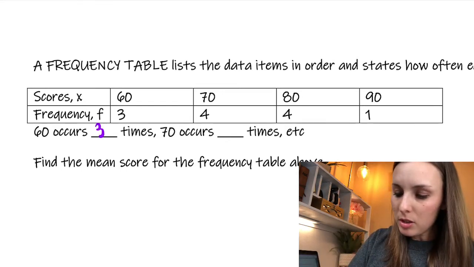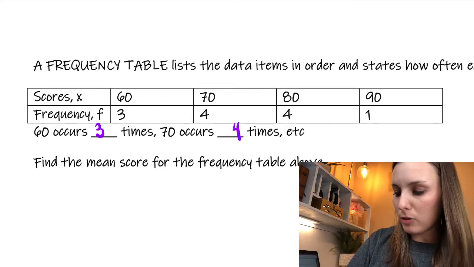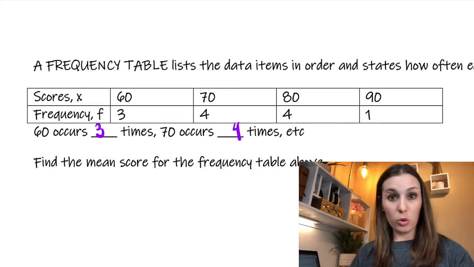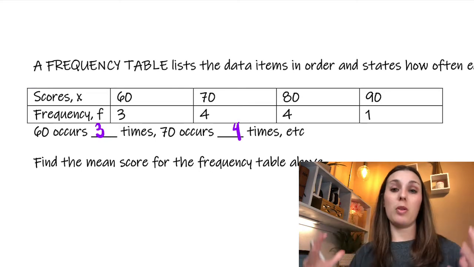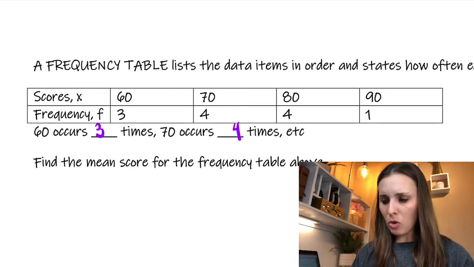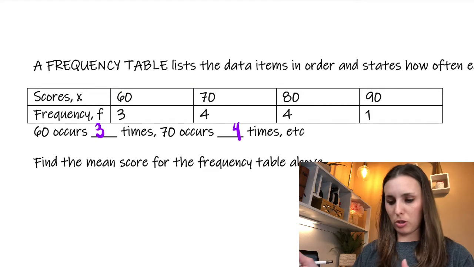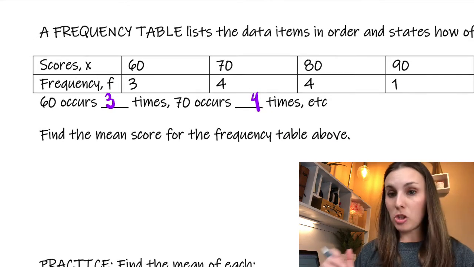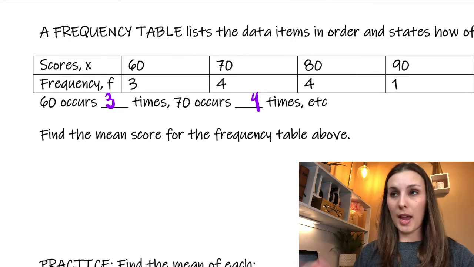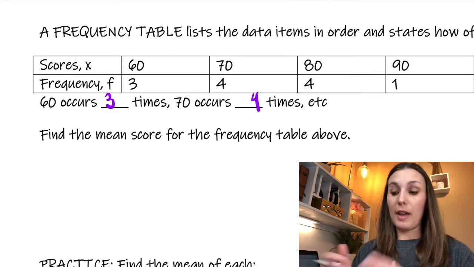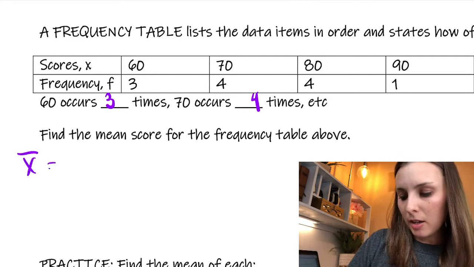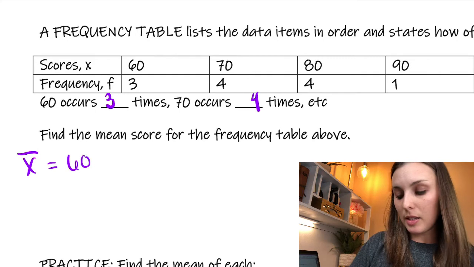Fill this in. 60 occurs 3 times, 70 occurs 4 times, etc. So if we were to find the mean score, the center, like on average what this class scored, or maybe it's one student and those were his or her scores, doesn't matter. There's 2 ways you can do this. I'm going to show you the way that if this were listed out the long way, what it would look like, okay? So the mean is, it says that 60 occurs 3 times.